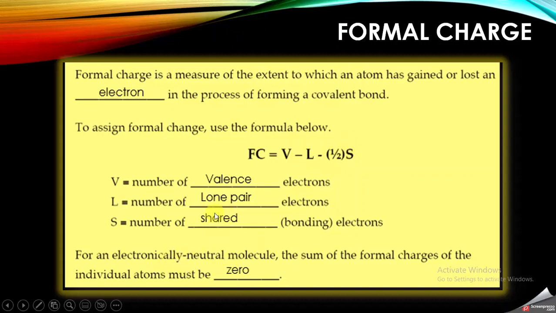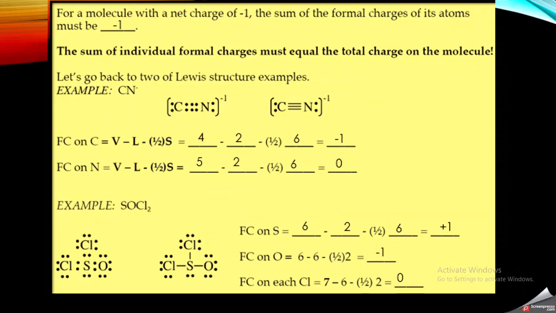And if you have a neutral molecule, then the formal charge on each atom has to be calculated, and the sum of the formal charges on each atom should be equal to 0. If a molecule has a -1 charge, then the sum of the formal charges on all of its atoms should be equal to -1. Now let's check it for the cyanide molecule again. We have CN⁻ which has -1 charge.